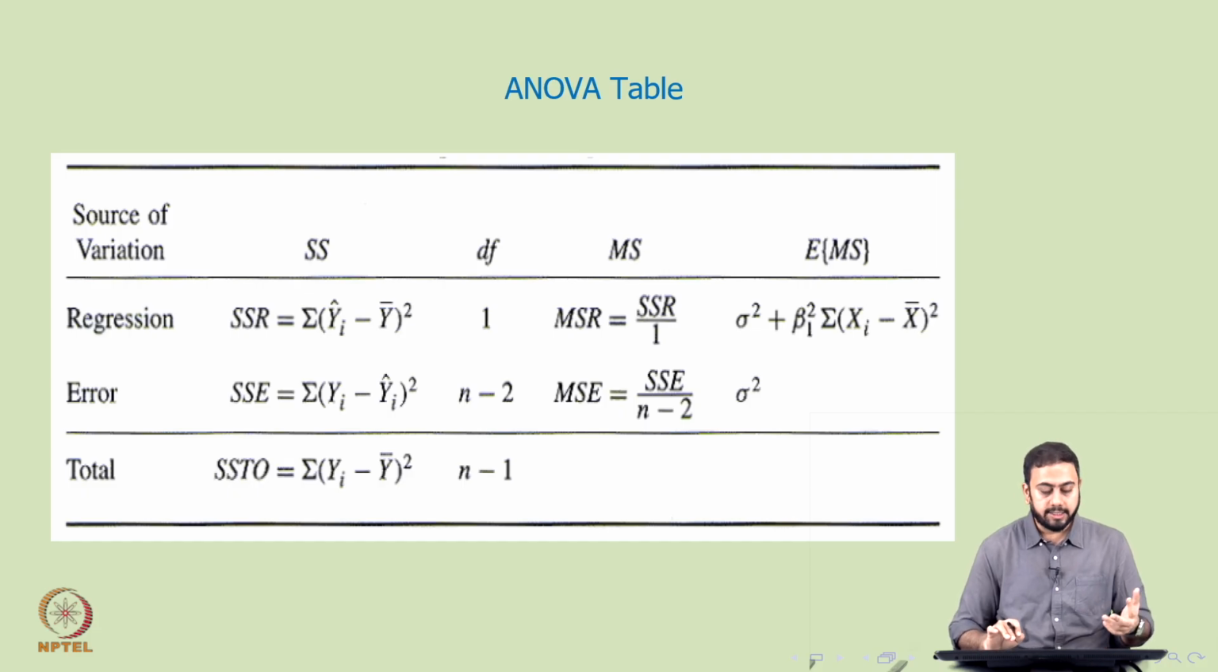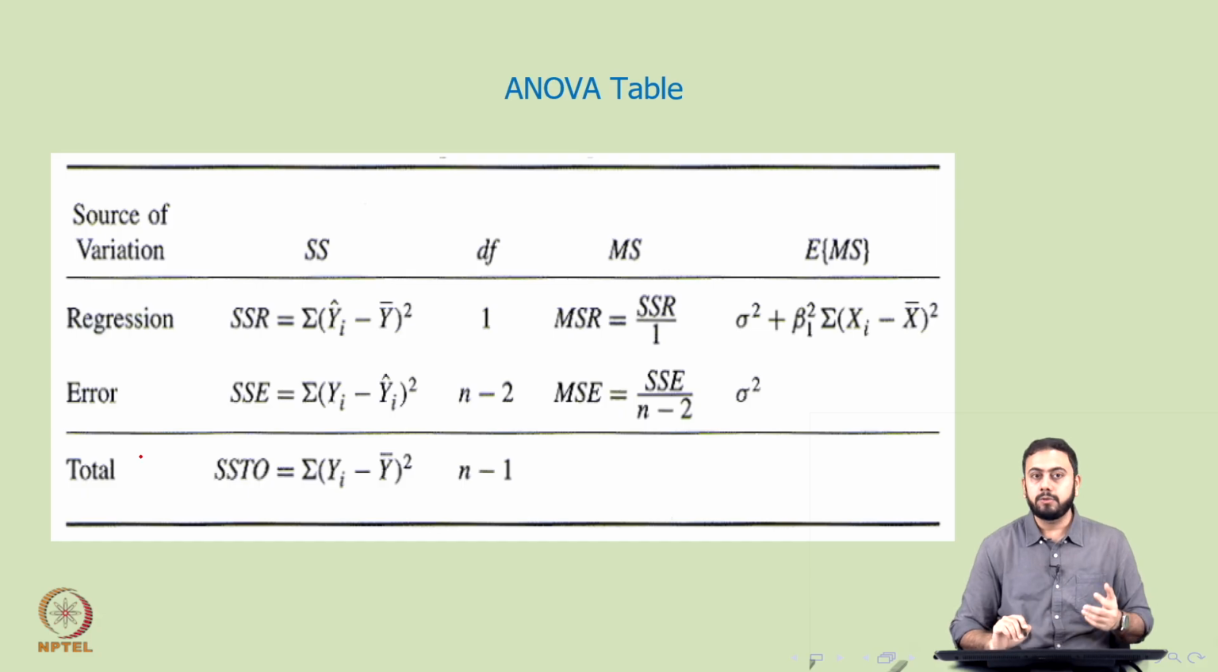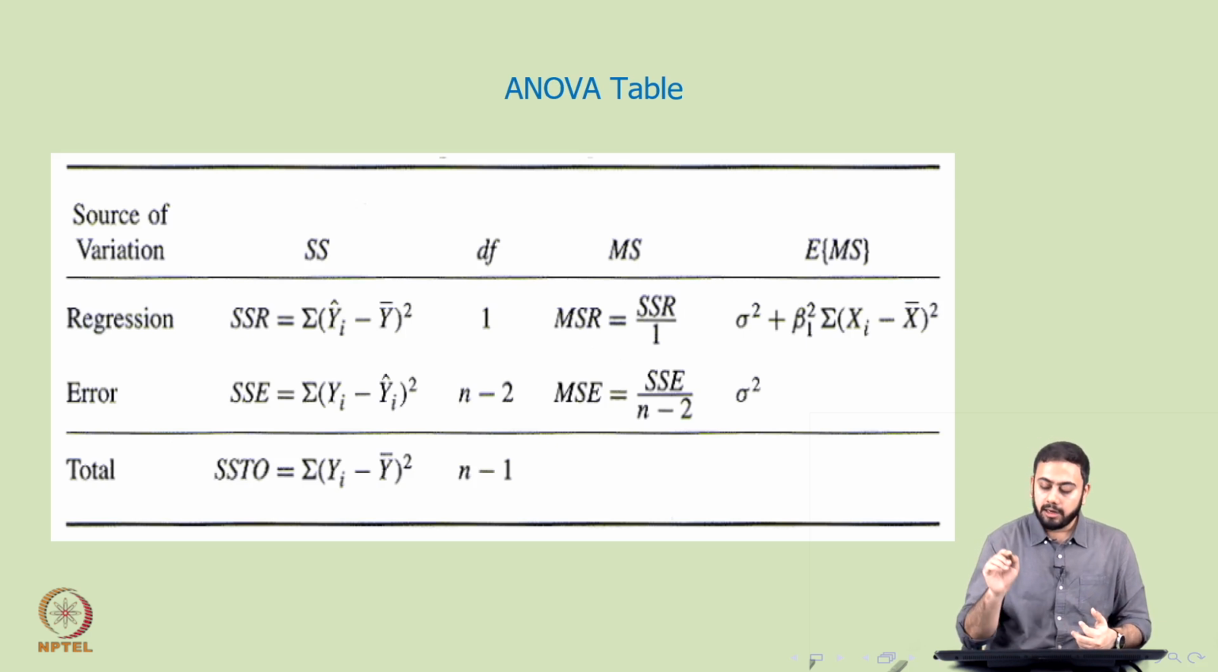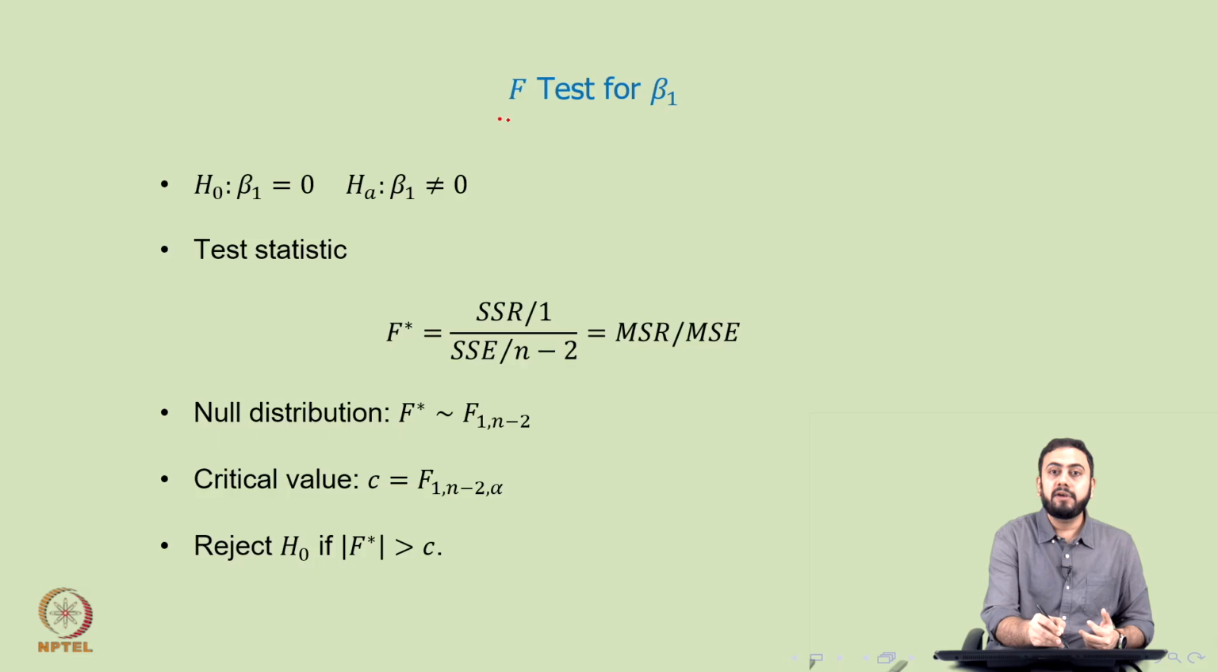Now, coming back to the exact same table without any numerical values, a standard table which we have seen on a couple of slides back as well. So again, regression component, error component, total component, then the next column gives you sum of squares, SSR, SSE, SST, then you have the DFs 1, n minus 2, n minus 1, then the mean square component, MSR, MSE, and finally the expected value of the mean square components. And this boils down to the final version, which is the F test for beta 1.